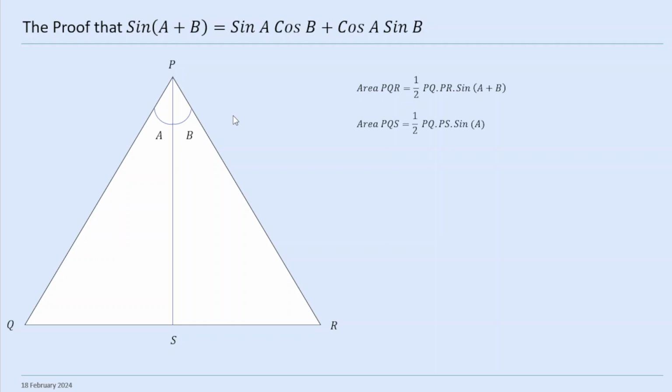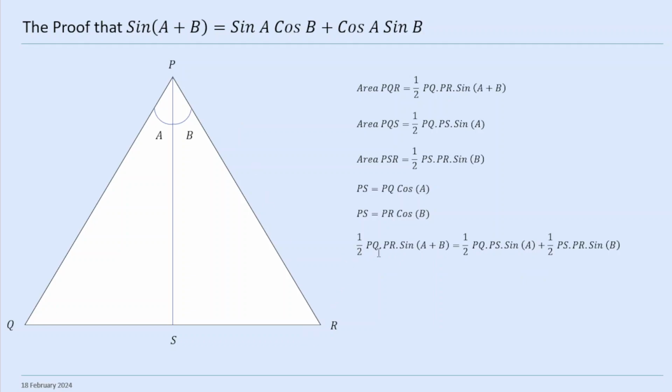And then we also think about the area of the two other triangles. So PQS is a half PQ times PS times sine A. And PSR is a half PS times PR times sine B. Also, we observe that PS equals PQ cos A. PS also equals PR times cos B.